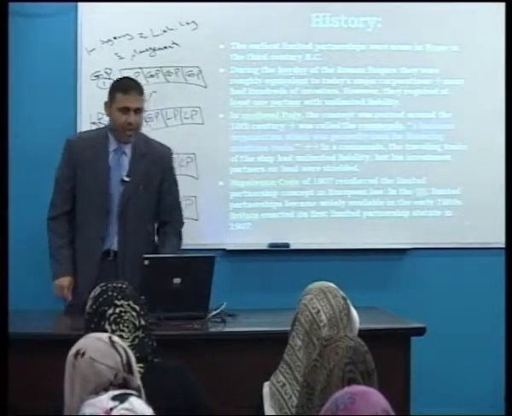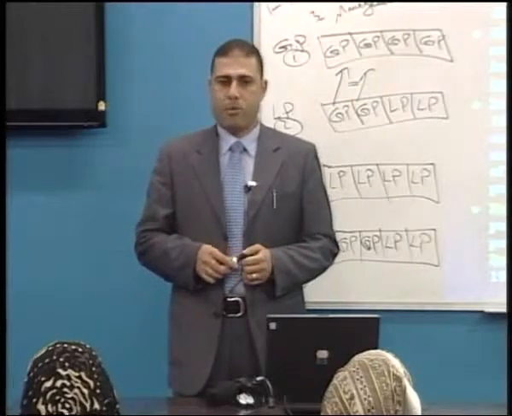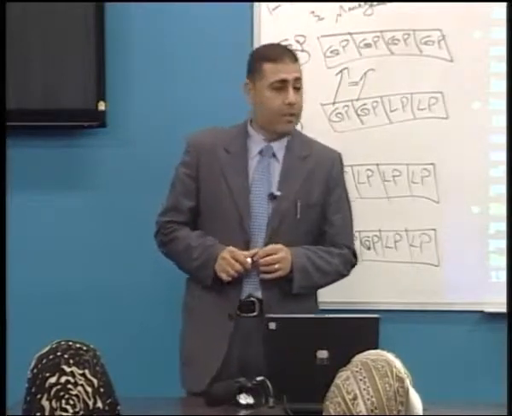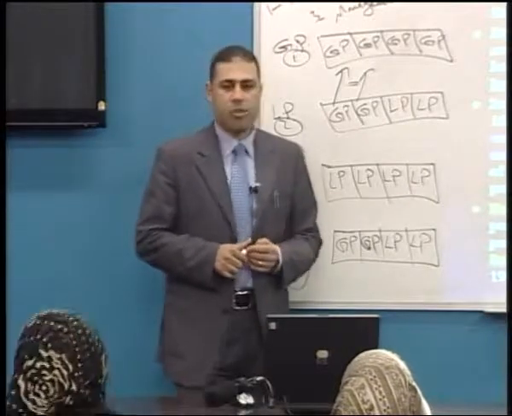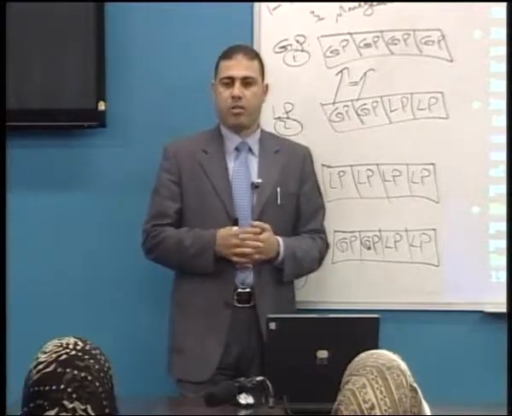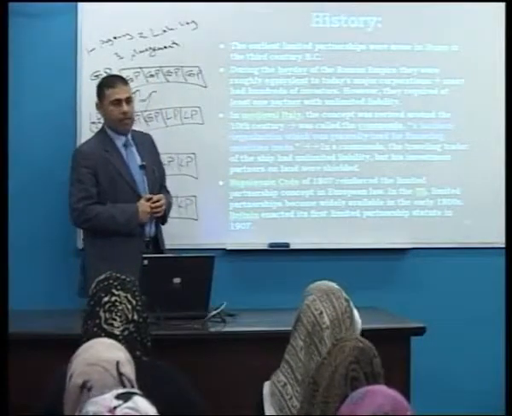We have to look back. This second type, LB, limited partnership, is one of the oldest partnerships. It's very old. Some scholars said this type goes back to the Roman Empire. It's more than 2,000 years ago, 2,300 years ago. It's a very old time.